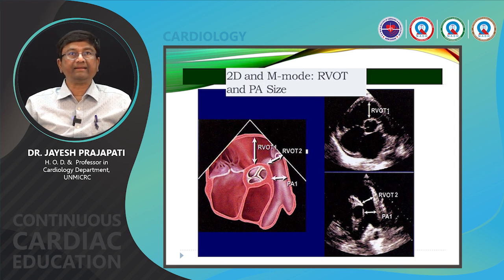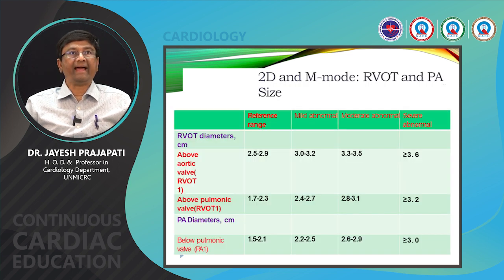Another thing we have to measure is the RVOT diameter just below the pulmonary valve. There are RVOT1 and RVOT2, RVOT2 being just below the pulmonary valve, and another at the aortic level. We also have to measure the pulmonary artery diameter, RPA and LPA both. Accordingly these are the dimensions: mildly abnormal, moderately abnormal, severely abnormal at the RVOT1, RVOT2 and pulmonary artery diameter.